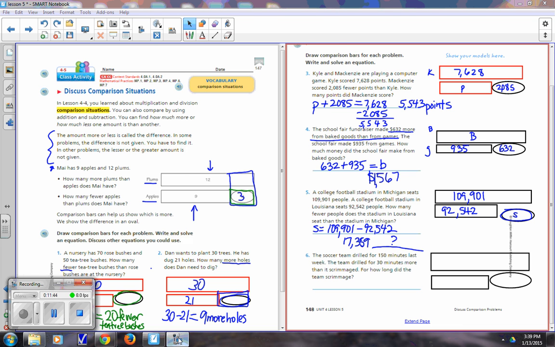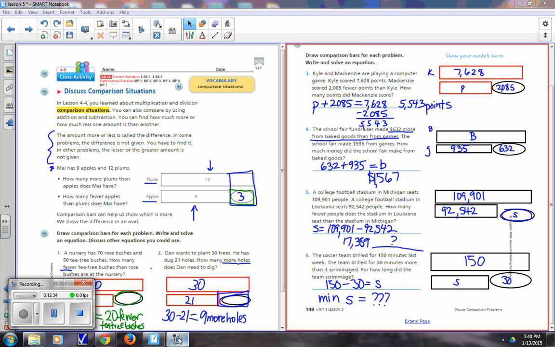Last one here. The soccer team drilled for 150 minutes last week. The team drilled for 30 minutes more than it scrimmaged. For how long did the team scrimmage? So the 30 minutes more than it scrimmaged, and they drilled for 150 minutes last week. So you're going to do 150 minus 30 equals how many minutes they scrimmaged, which should be what? How many minutes? Answer that one on the form. I'm going to make you do the math on that one.